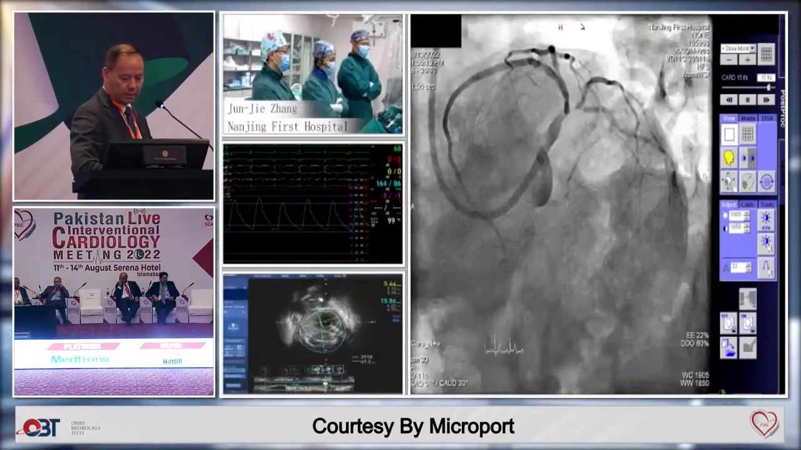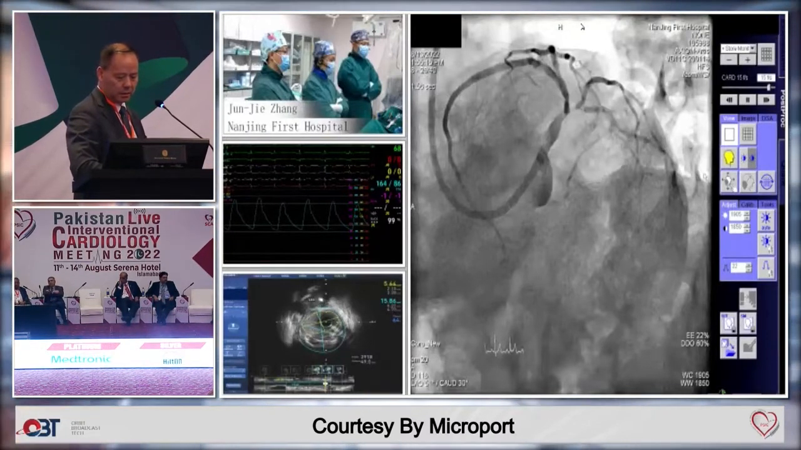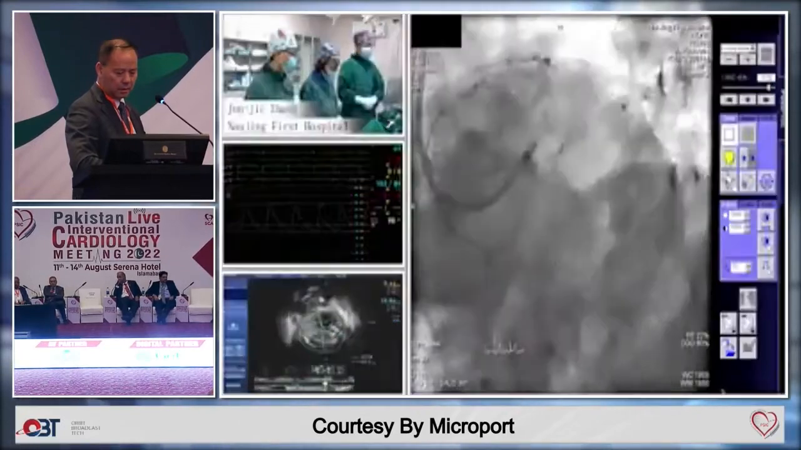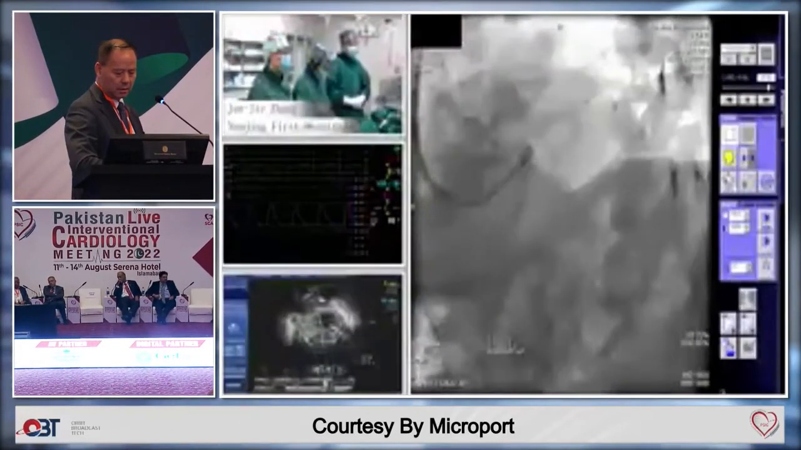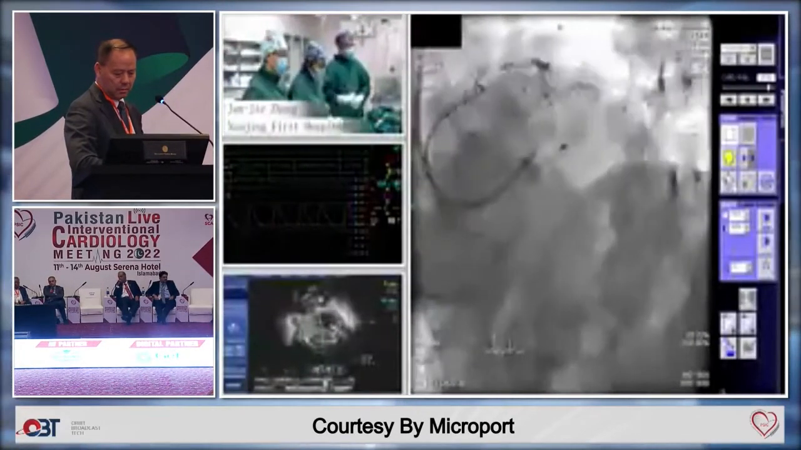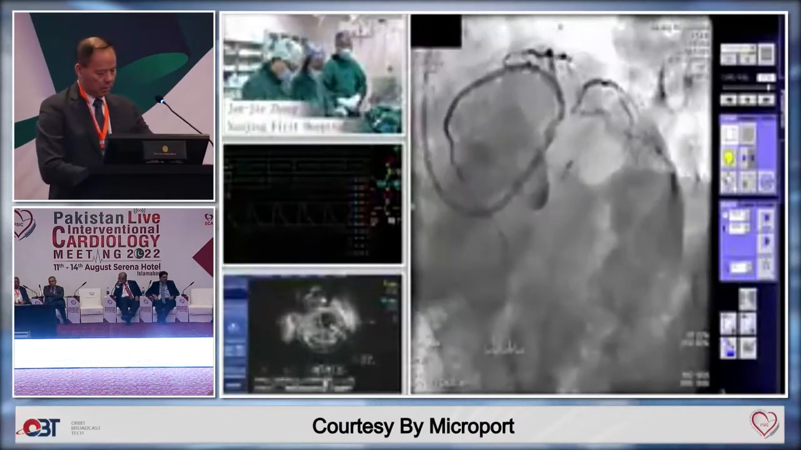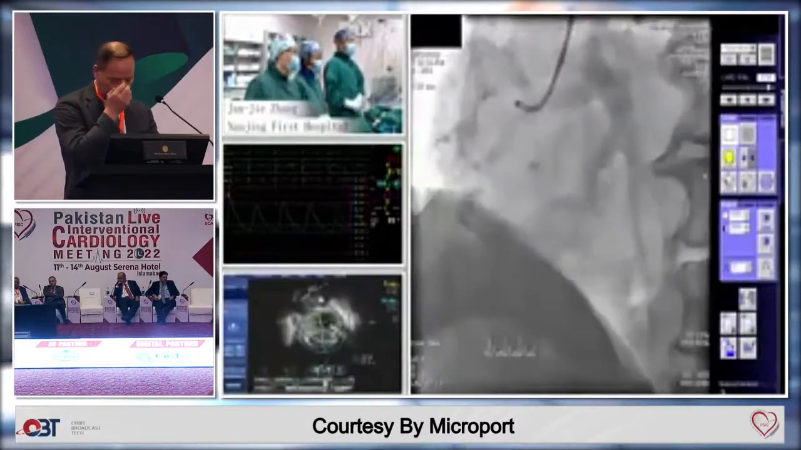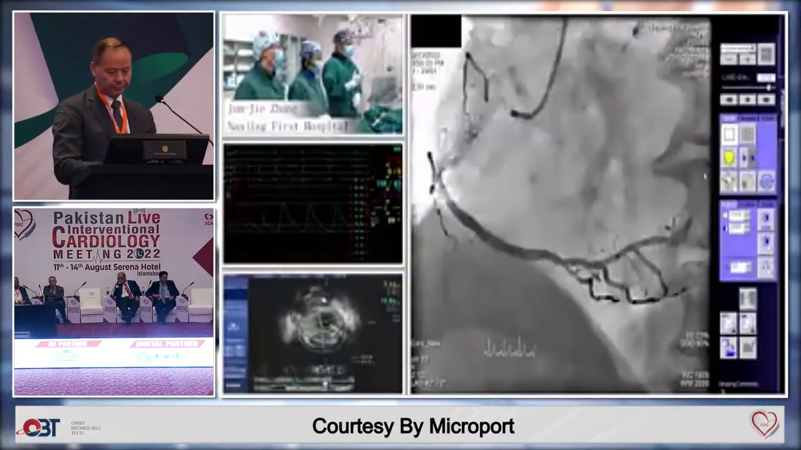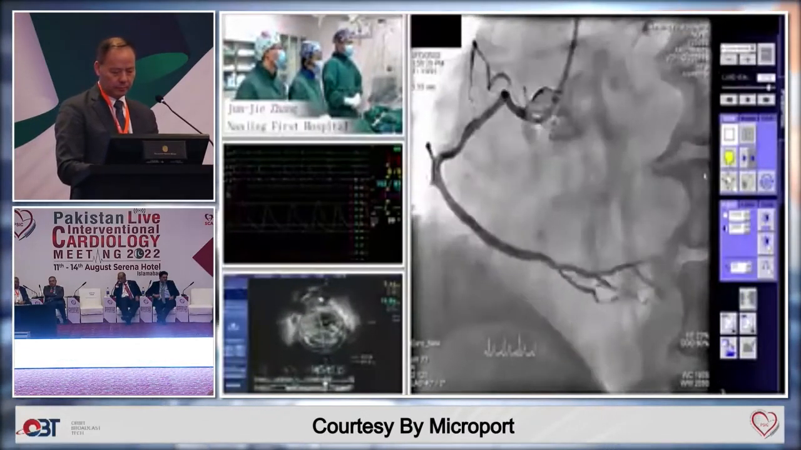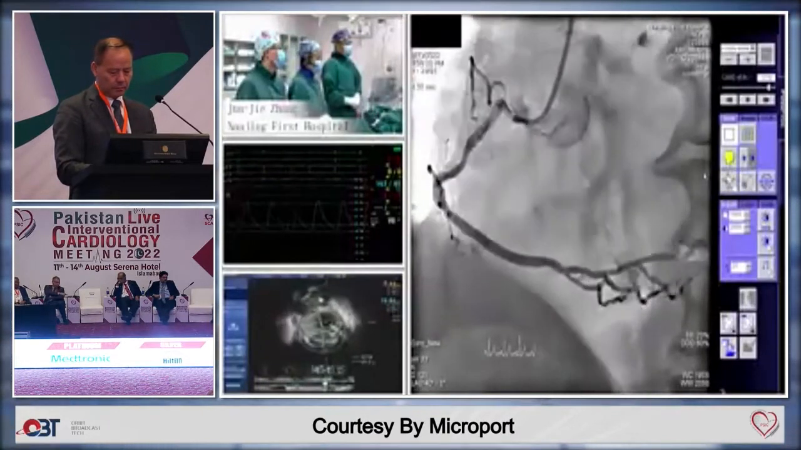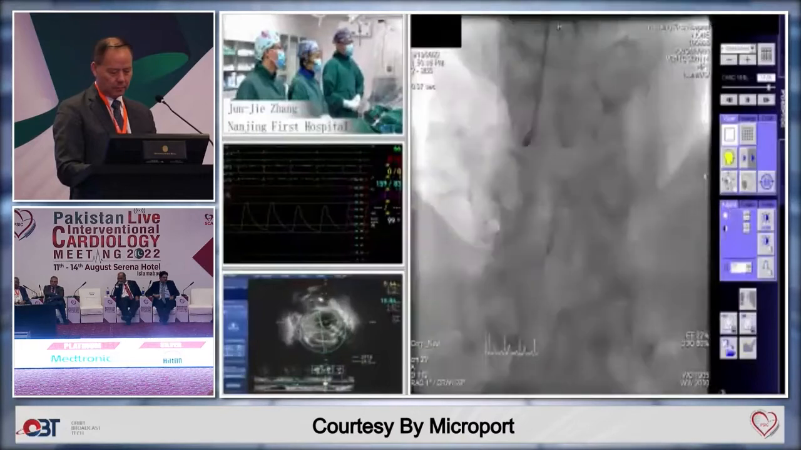Okay, Prof. Zhang and Dr. Ada, thank you very much, my distinguished panelists, for the recommendation for this case. So let me introduce what we have done today. From the first picture, actually before we do the left main, we do the right coronary angiogram. You can see the previous stent was patent. And also it's definitely a dominant RCA.